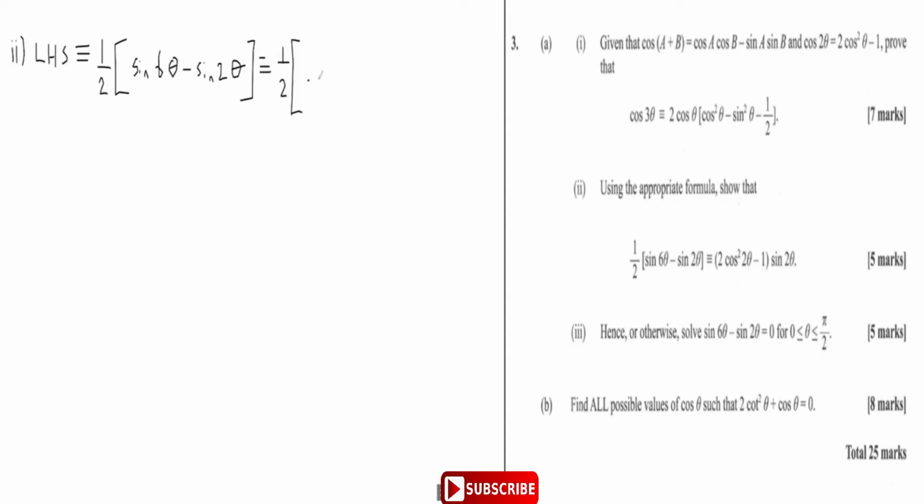So it's going to become a half of twice the cos of half the sum, so twice the cos of 6 theta plus 2 theta over 2, times the sine of half the difference. That's how you find the difference of 2 sines. Half the difference is 6 theta minus 2 theta over 2. Nice.